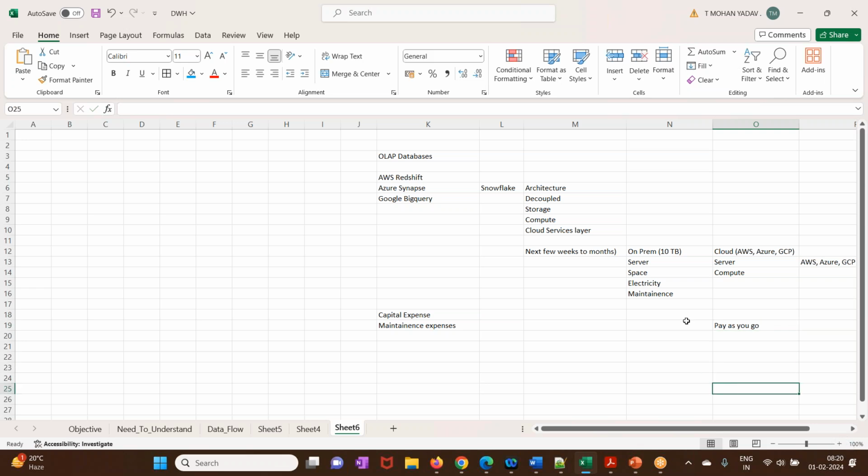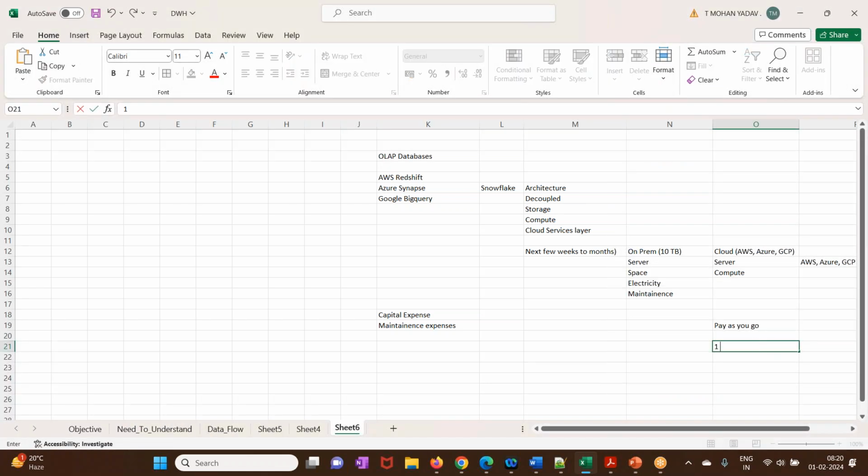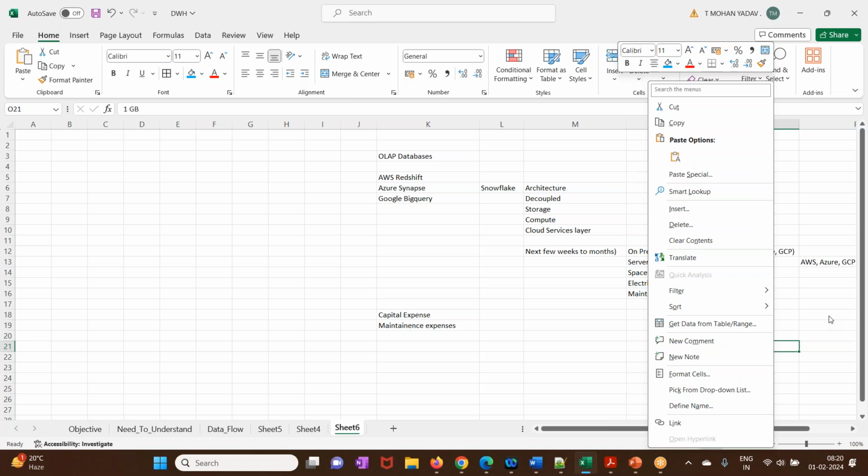In on-prem, you acquire server space for 10 TB. Initially you pay for all of it, though you store only 1 TB or 1 GB of data. Whereas in the cloud, pay as you go means that if you occupy a space of 1 GB, then you pay for 1 GB only.